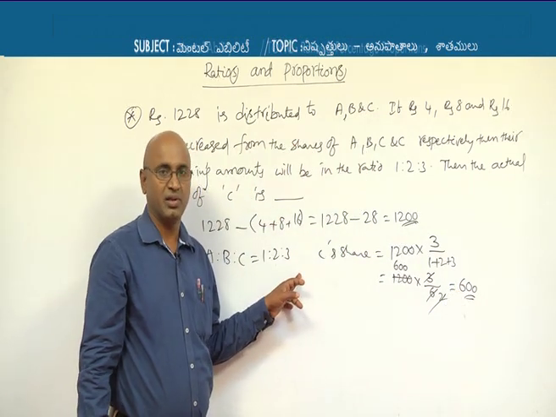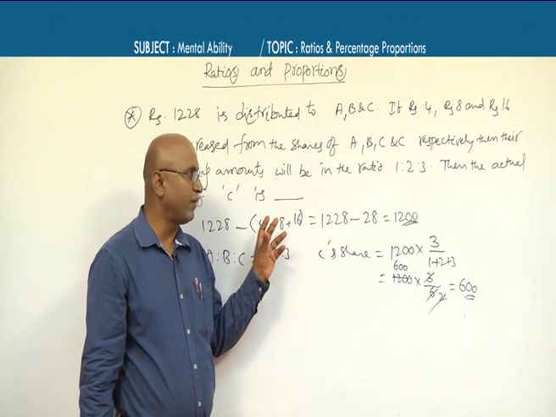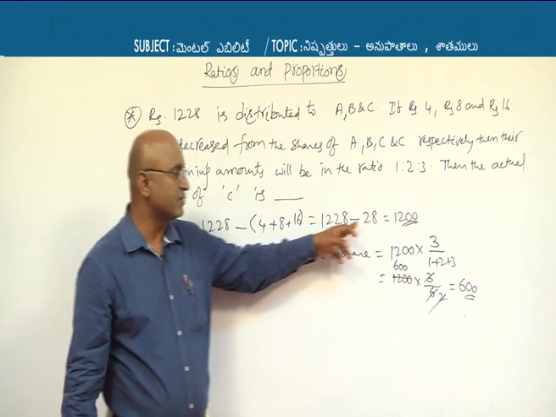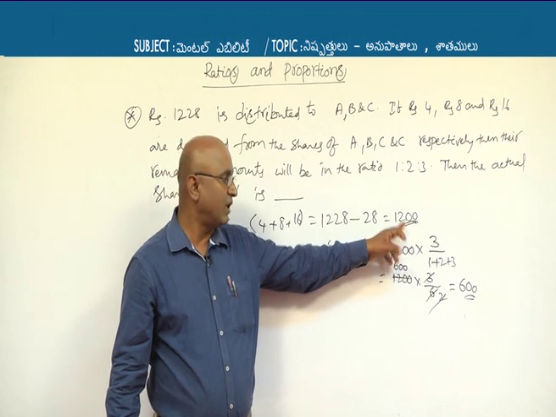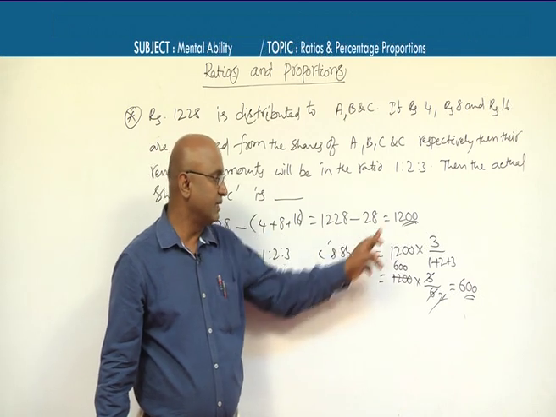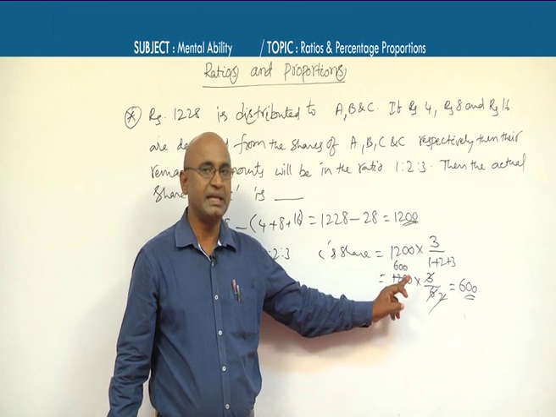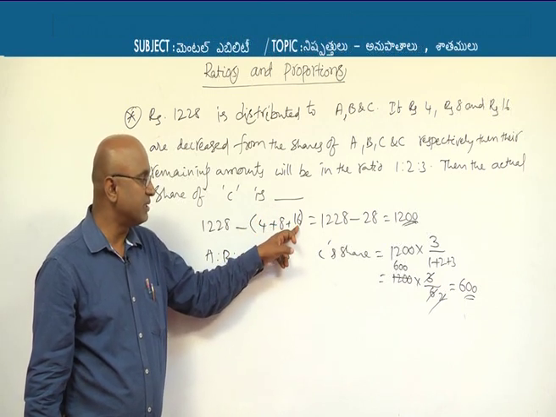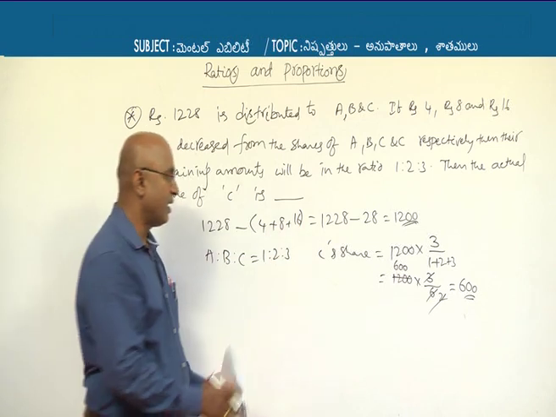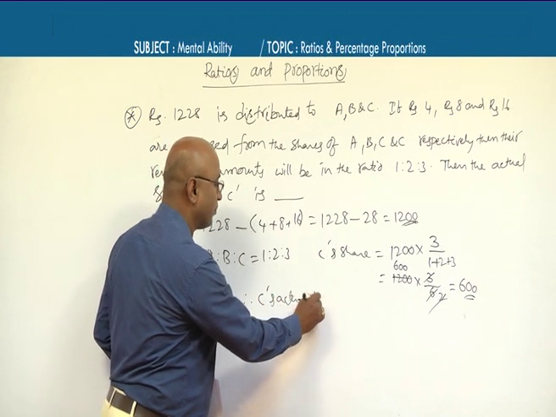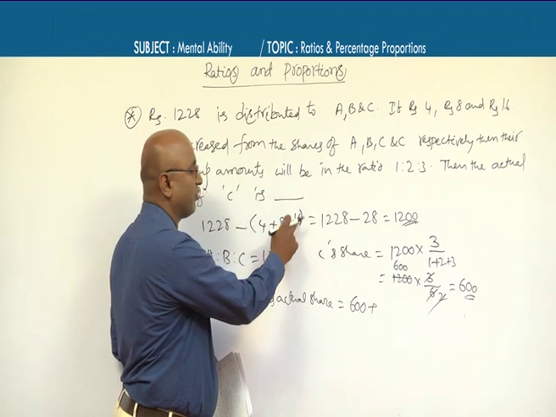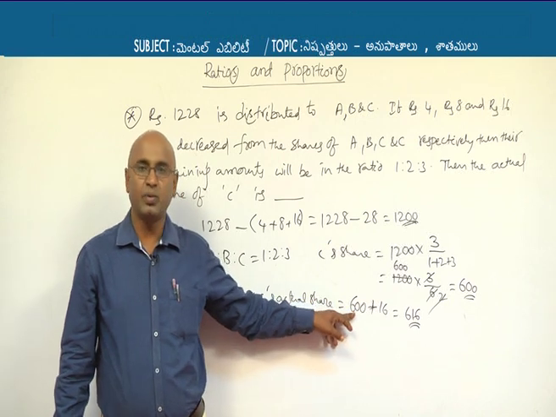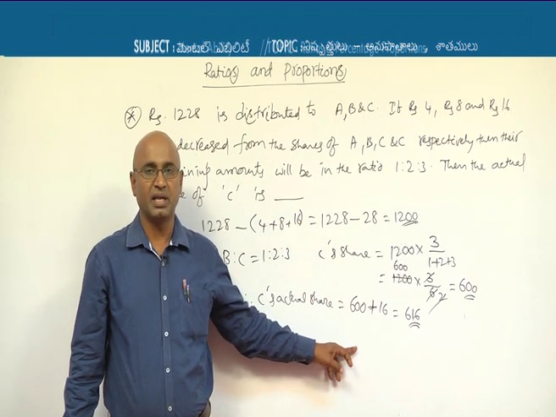The first option given to us is 600. But what we actually have to find out is the actual share of C. The amount distributed is 1228 rupees, not the 1200, but the ratio of the 1200 is like this, 1:2:3. Within that 1200, the C share is 600. Now the actual share of C is that the amount we deducted has to be added. So C's actual share is equal to 600 plus the amount we deducted, that is 16. That is equal to 616 rupees.